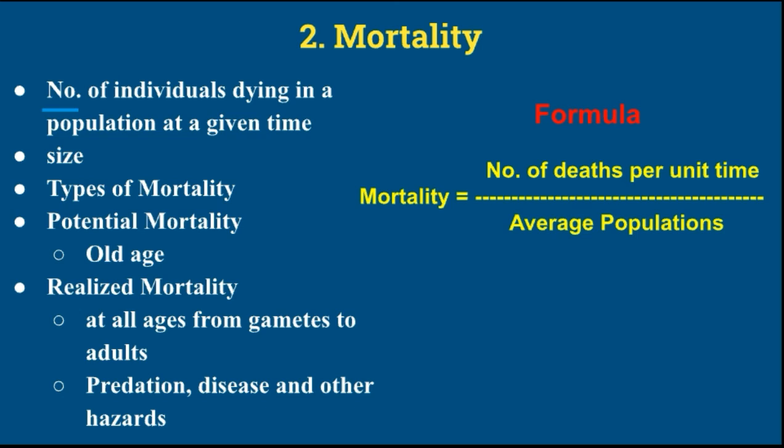We know very well that the size of a population decreases because individuals are dying. That's why any population will decrease because of mortality. There are two aspects of mortality: potential mortality, or minimum mortality, and realized mortality.